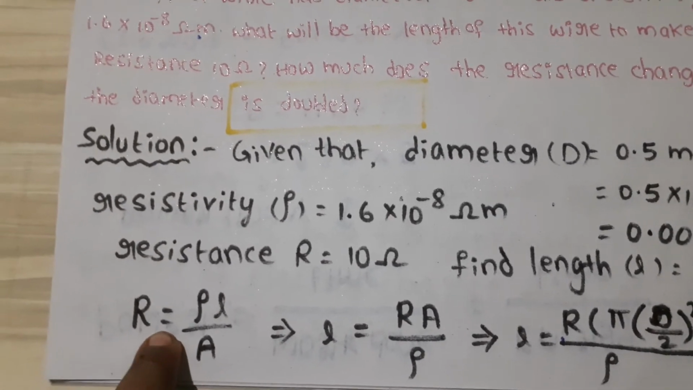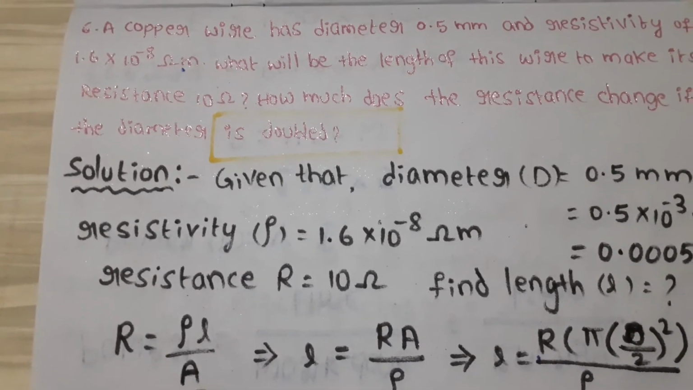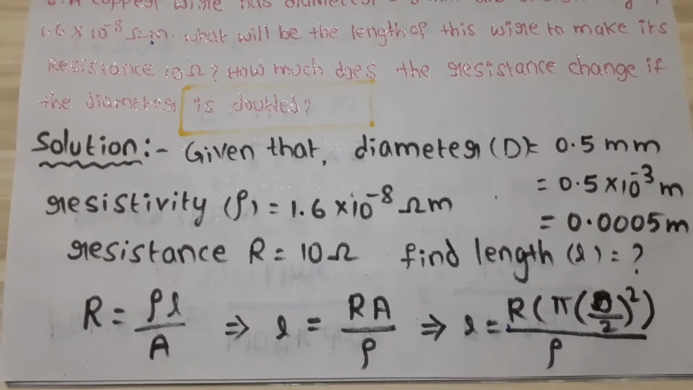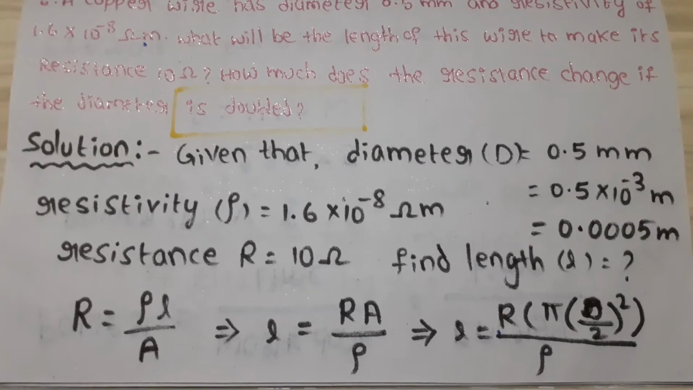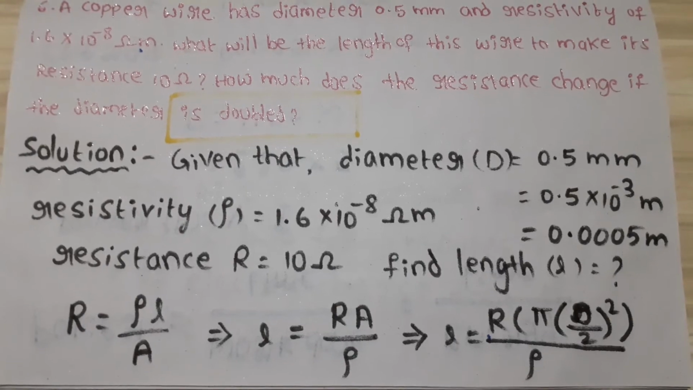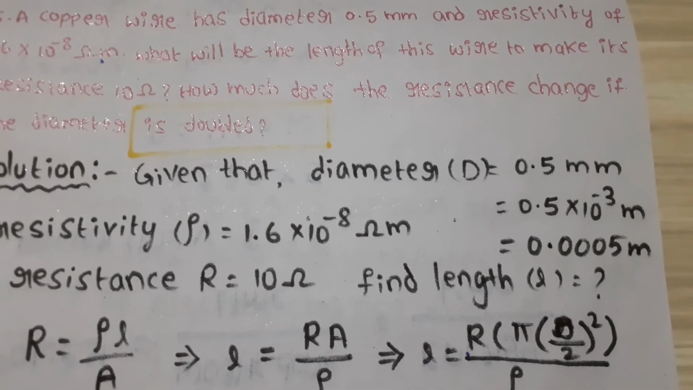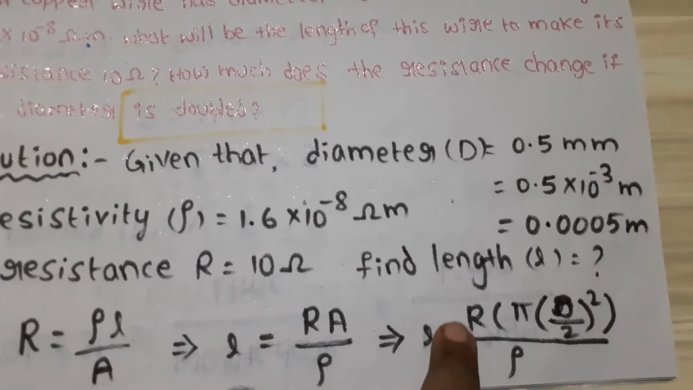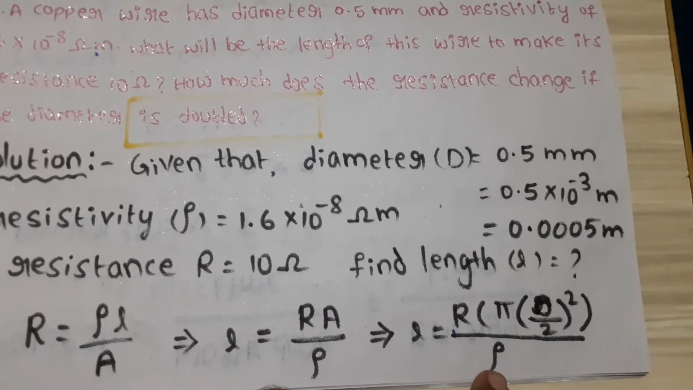So by using the formula of resistivity R equal to rho L by A, I am going to find L equal to R into A by rho. Where A is the area of cross section, pi r square, because the wire is circular, so the area formula is pi r square. But here diameter is given, so diameter d by 2 will give the radius. So total formula L equal to R into pi into d by 2 whole square by rho, the resistivity.